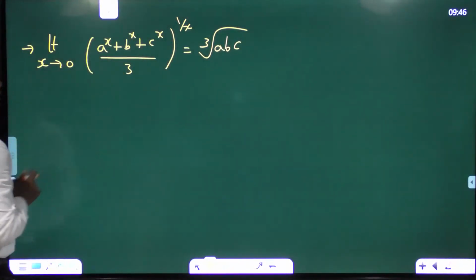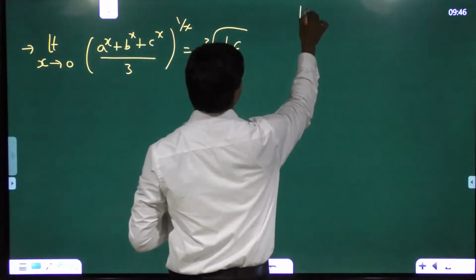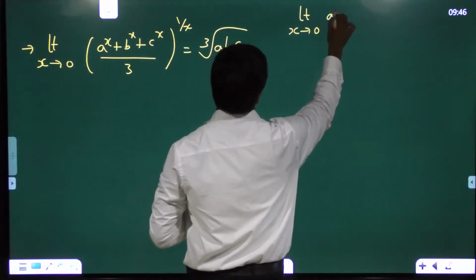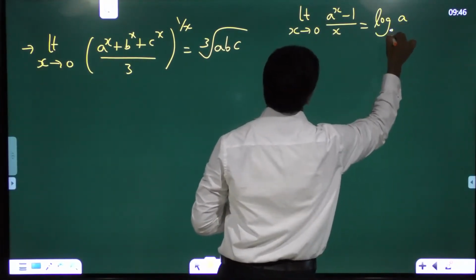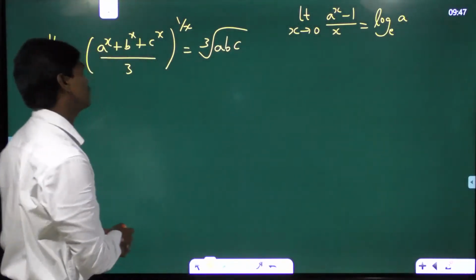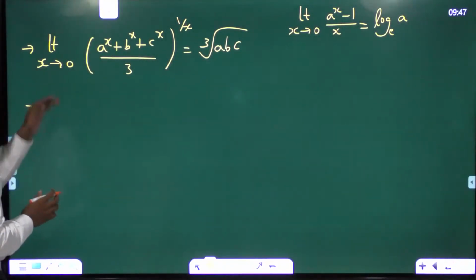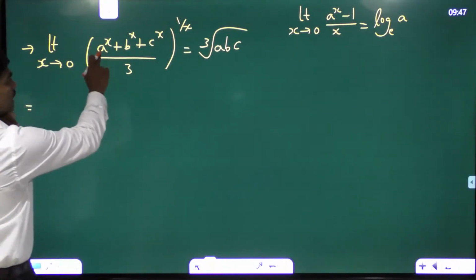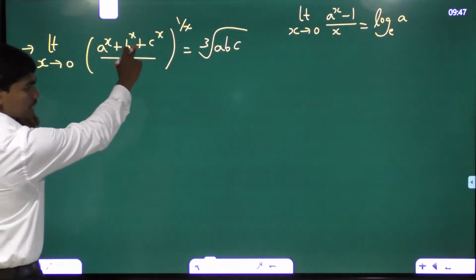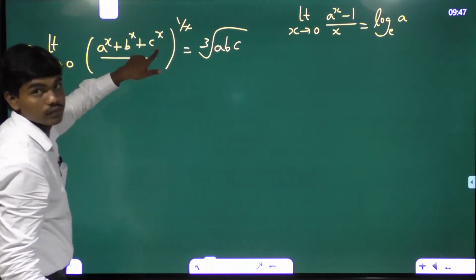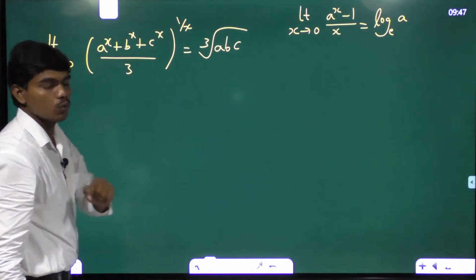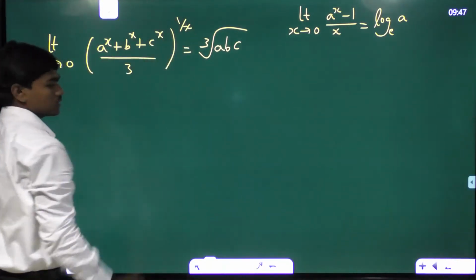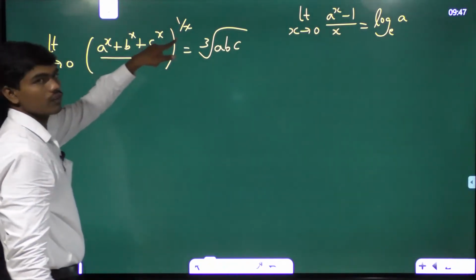Okay. So this is the last limit that I will tell you now. Now we have seen one thing very clearly. Limit x tends to 0, a power x minus 1 by x is equal to log a to the base e. This is what we have seen in the previous moment. So now if you put x is equal to 0, a power 0 is 1 plus b power 0 is 1 plus c power 0 is also 1. So 1 plus 1 plus 1 will give you 3. When it's divided by 3, this bracketed term gives a value of 1. And when you put x is equal to 0, this 1 by 0 tends to infinity. So it is of the form 1 power infinity.